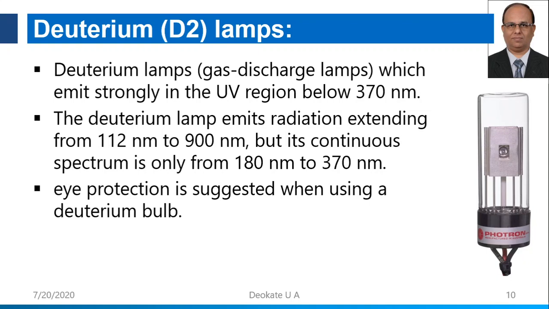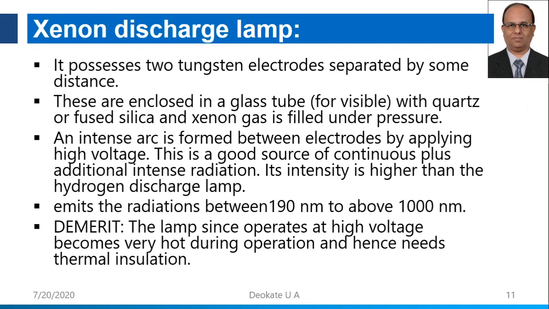The deuterium lamp is a gas discharge lamp, which emits strongly in the UV region, that is below 370 nanometer. The deuterium lamp emits radiation extending from 112 nanometer to 900 nanometer. But a continuous spectrum is only obtained from 180 to 370 nanometer. Therefore, it is used in the UV range. Eye protection is suggested when using a deuterium lamp, because they are very harmful to your eyes. Whenever you are using it, don't directly look into the UV lamp because it will hurt your eyes.